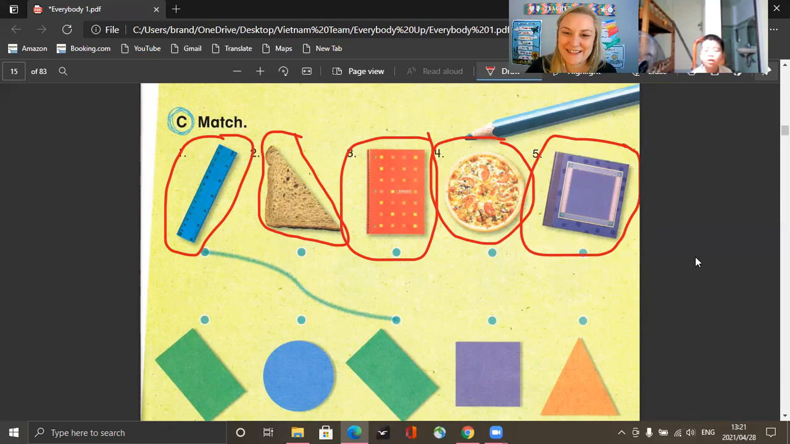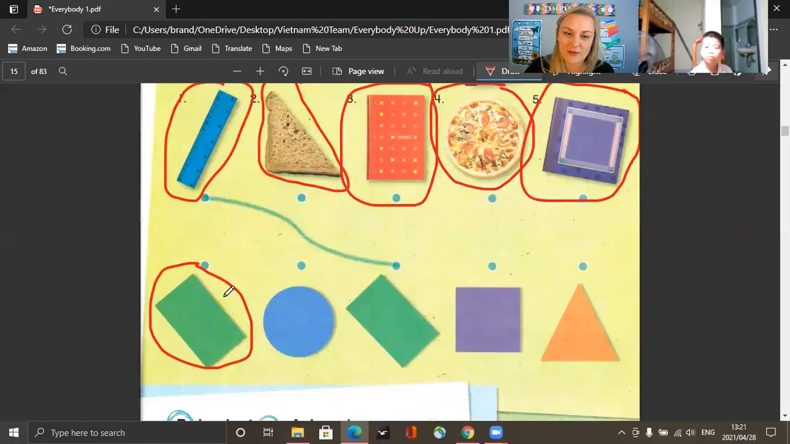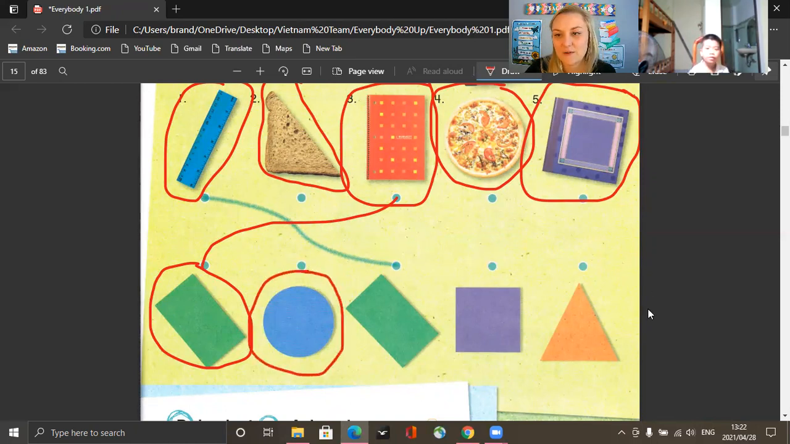Book. Yes, very good. Okay, what shape is this? Notebook. Okay, but look. What shape? Yes, it goes with a notebook, but it is a rectangle. Rectangle. Very good. Okay, what shape is this? Pizza. Yes, it goes with a pizza. It's a circle. Yes, very good.